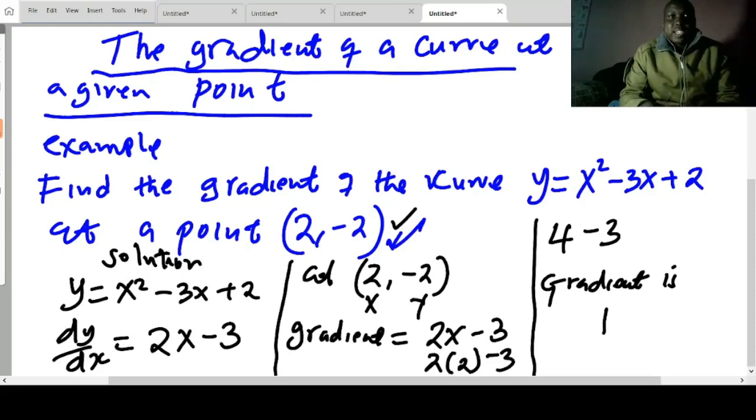So that's how we get the point when we are given the gradient. When you are given the gradient, you should get the point. When you are given the point, you should get the gradient. Very nice. I think we are doing well. That's good.